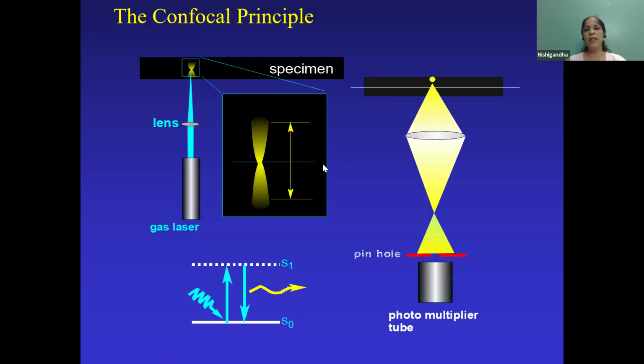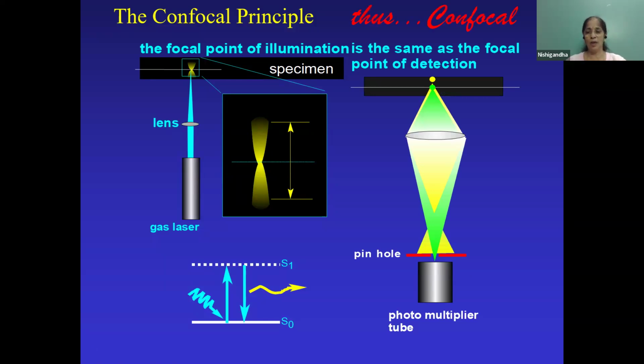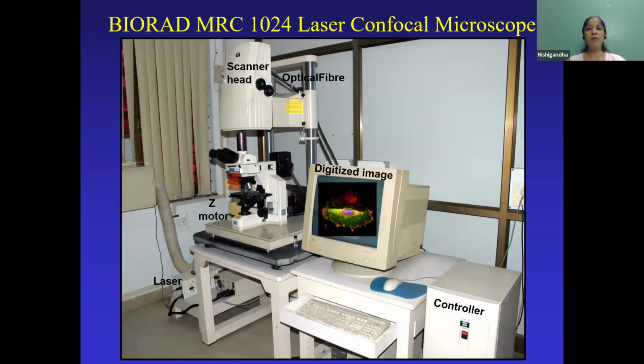And when the specimen is illuminated like this, what you see is a focal point in the objective, and then light which is emitted from the focal point, only that light enters through the pinhole to the photomultiplier tube. Thus, what we can say is the focal point of illumination is the same as the focal point of detection, that is the confocal.